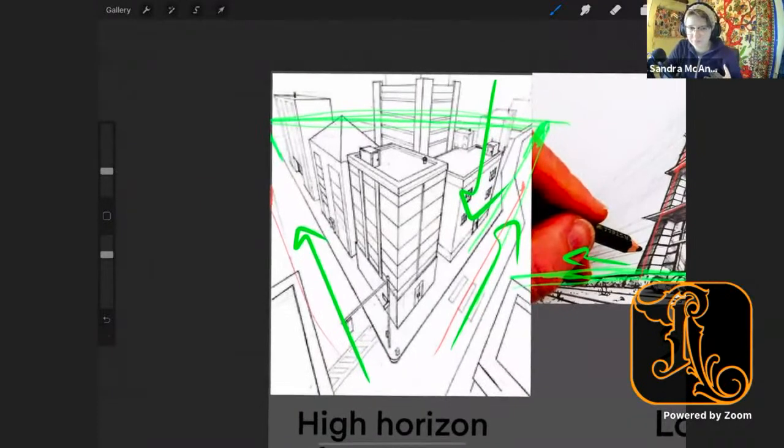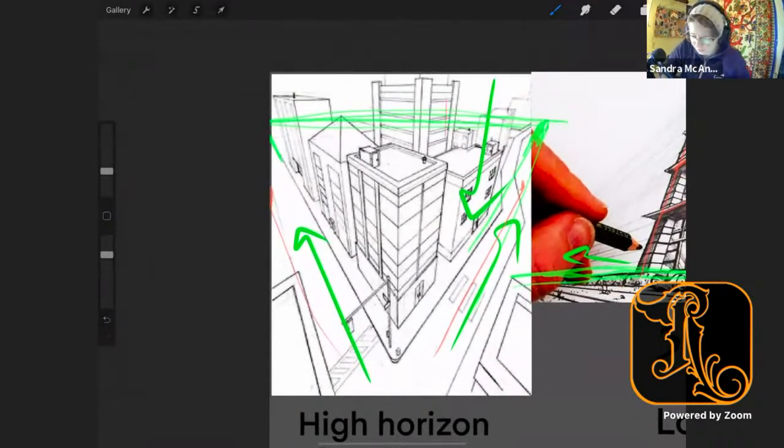Okay. If you had your perspective lines, right? It doesn't need to be contorted to still have a vanishing point. Okay. I would call our vanishing point up here.